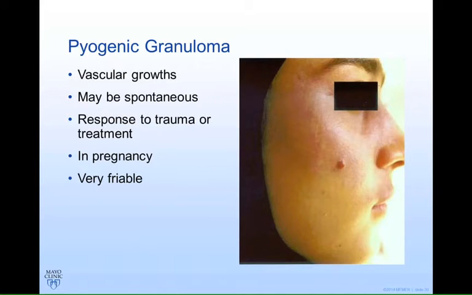And then pyogenic granulomas. So those are different vascular growths. They can be spontaneous, so anybody can actually get a pyogenic granuloma. They seem to be a little bit more common in children, even children that don't have capillary malformations. We think that it may be a response to trauma, or it may be a response to treatment. For some reason, it's also more common in pregnancy.